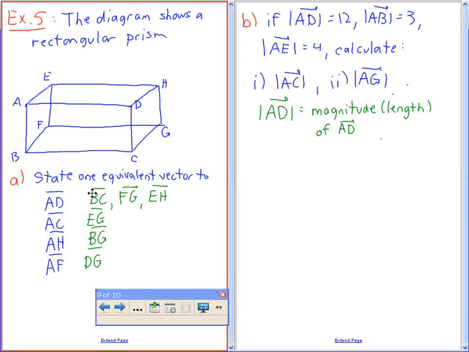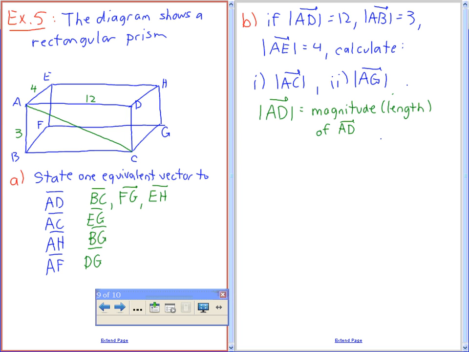Okay. So it says if the magnitude of AD equals 12, the magnitude of AB equals 3, and the magnitude of AE equals 4. Okay, so count all those three things. Find AC. AC is this vector right here. What do I need in order to solve that? What two sides or what two vectors do I need?